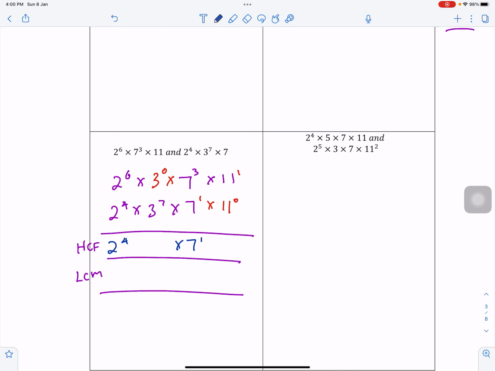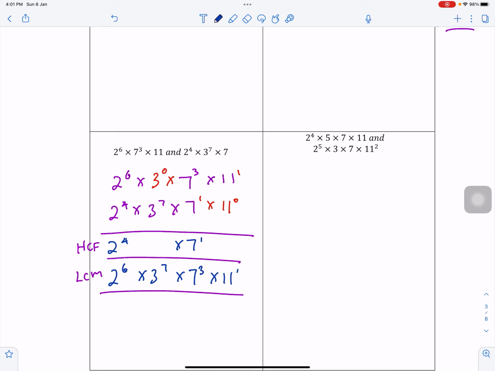Does it matter if you put 7 to the power 1? Doesn't matter. The 1 is still okay, but people don't really write it by default. So there you go. You got the LCM and HCF of these 2 numbers.